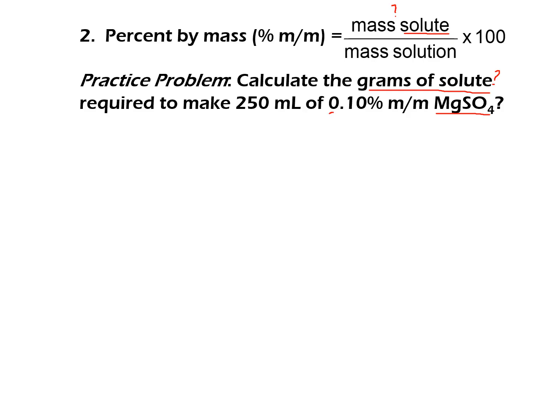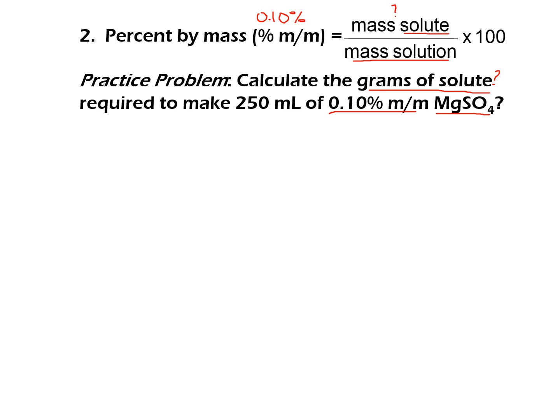Now, they do tell us that it's 0.1% by mass. So this time they're actually giving us this side of the equation. They're telling us what this is. So if we don't know the mass of the solute, we do know the percentage. So the other thing that we're going to need to know is what's the mass of the solution. But here's the tricky part about this.